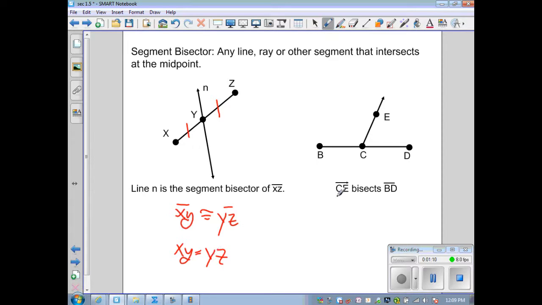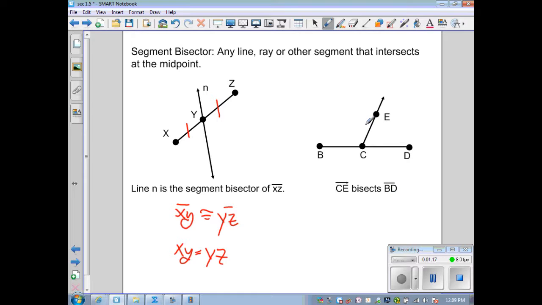In the next diagram, I know that ray CE bisects segment BD. Therefore, I know that ray CE must pass through or intersect the midpoint of segment BD. When I know that segment BC is congruent to segment CD, I can represent that with tick marks in the diagram or with an expression: BC is congruent to segment CD.